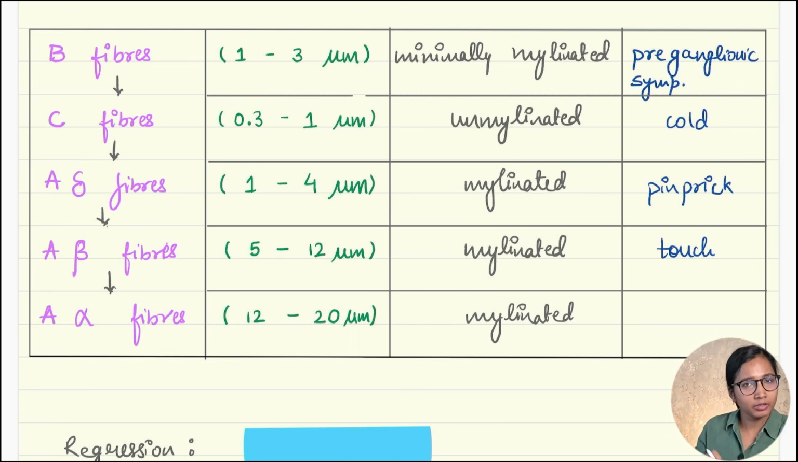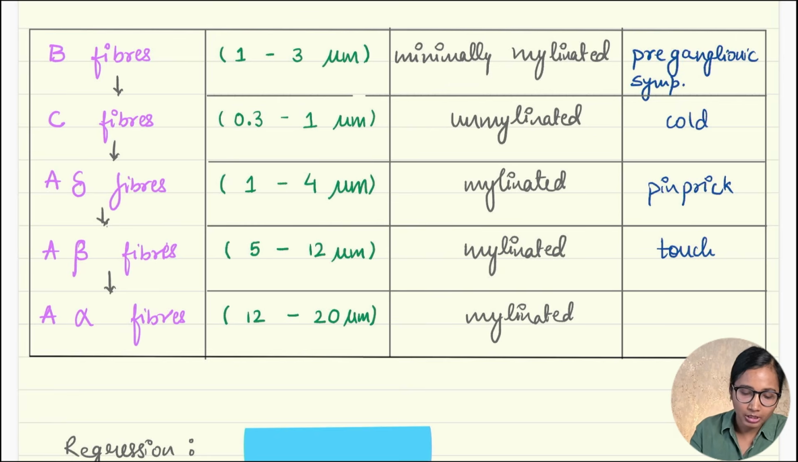How do we check cold on the patient? We get a spirit swab and rub it on the patient's skin to see whether the patient feels cold or not. Followed by C fibers, we have A fibers, B, C, A, and in A we will have D, so delta fibers. A delta fibers are the next fibers to go. They carry the sensation of pin prick, pain.